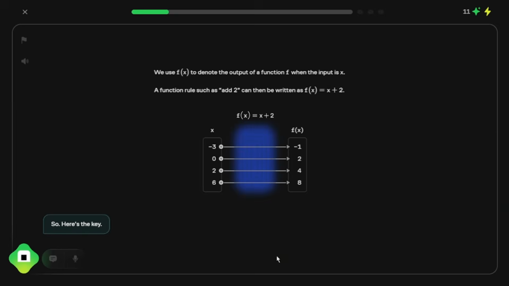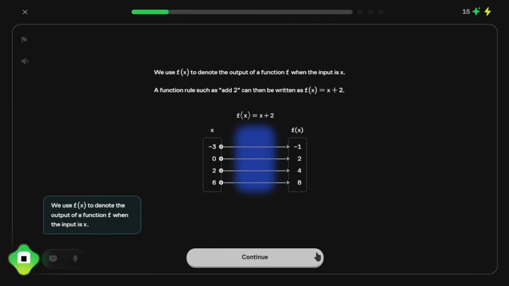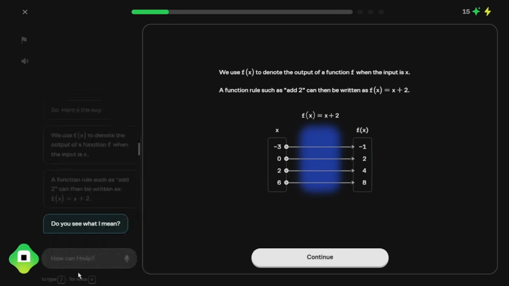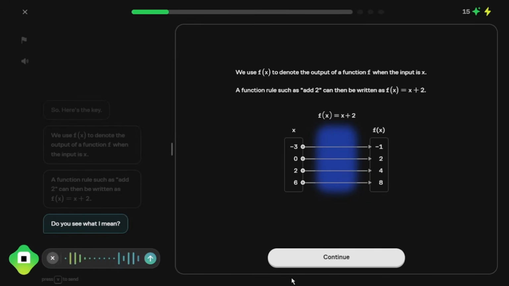Nicely done. So here's the key. We use f of x to denote the output of a function f when the input is x. A function rule such as add 2 can then be written as f of x equals x plus 2. Do you see what I mean? Yes, I do. It's just like adding something to your normal function.